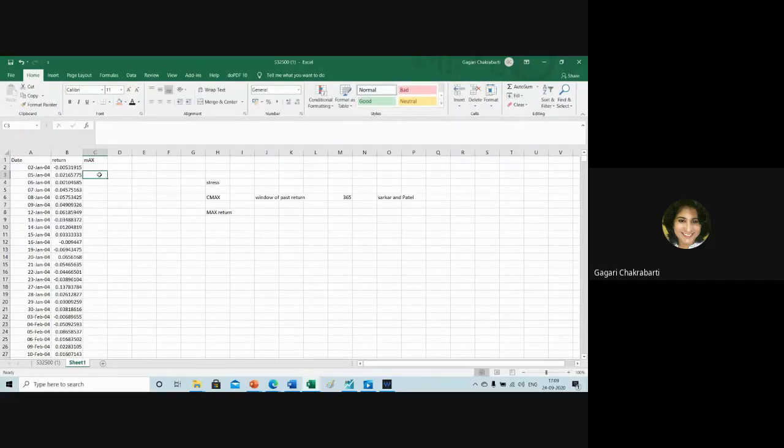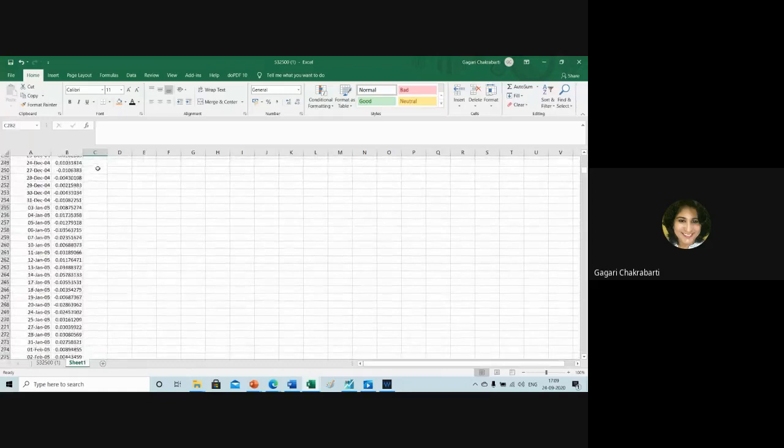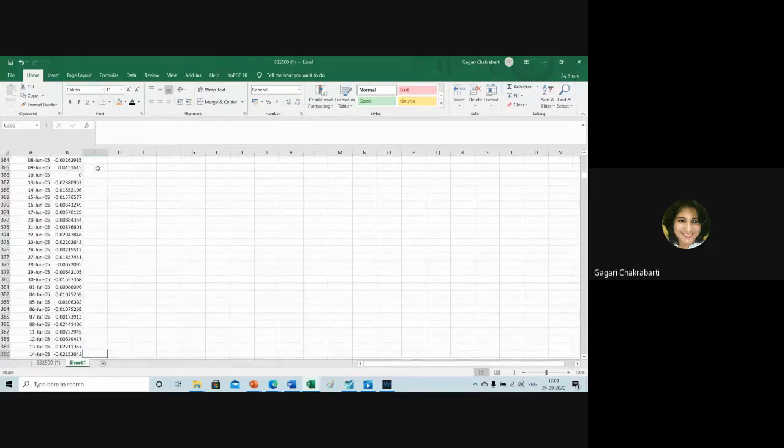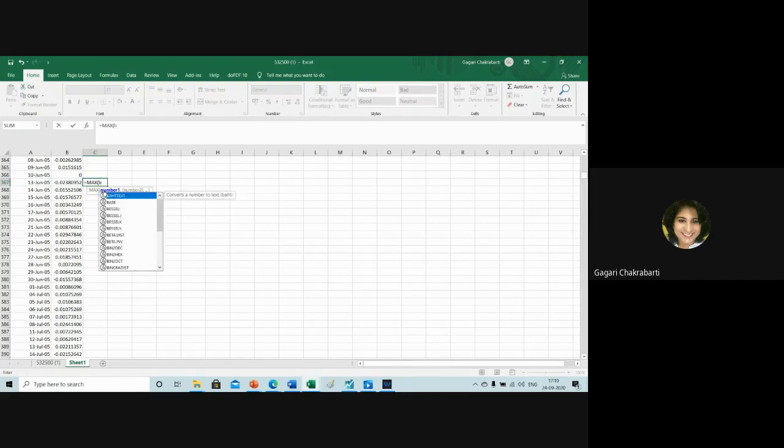First calculate the max, then I will be showing you the remaining methods. So I'm going to the 366th observation. Here it should be 367th. Why? Because this is actually the 366th observation. So max of what? That is B1 to B366. That's our max return.